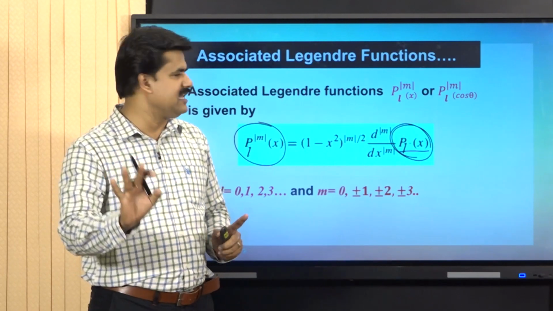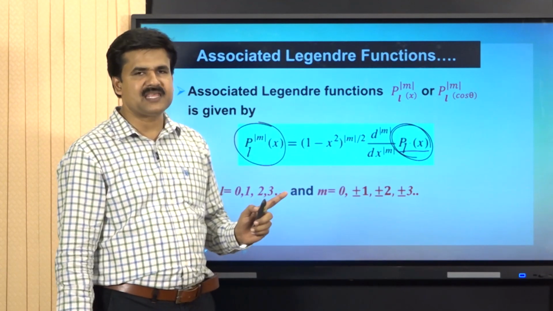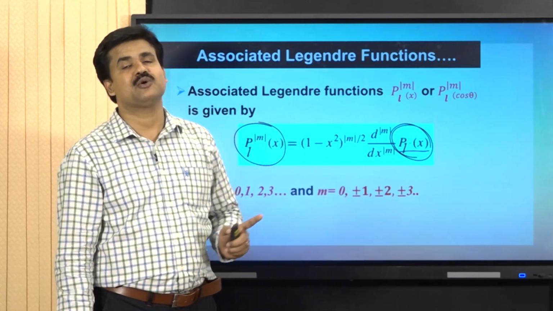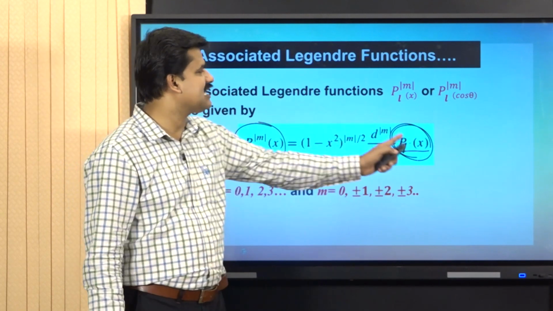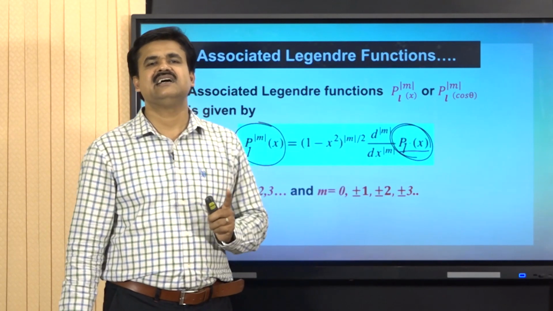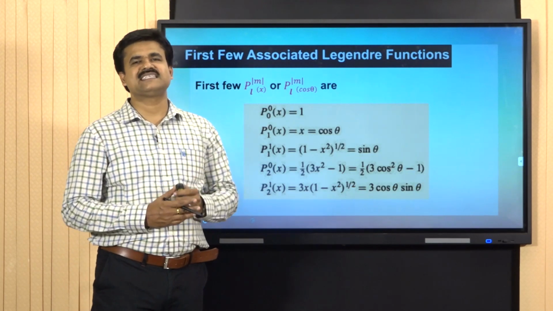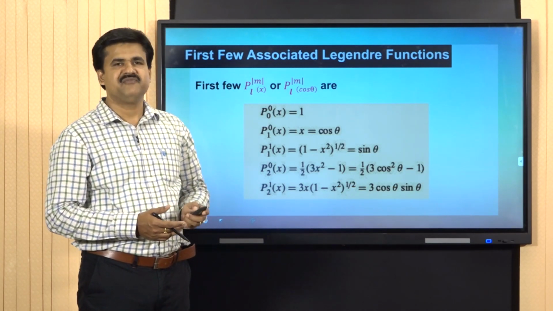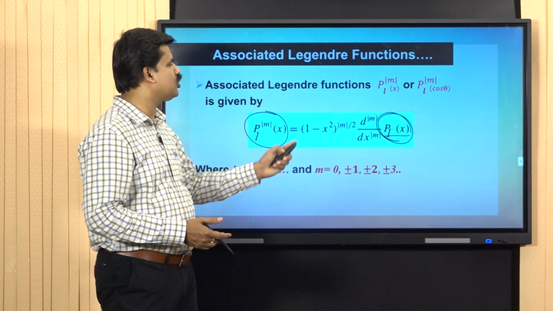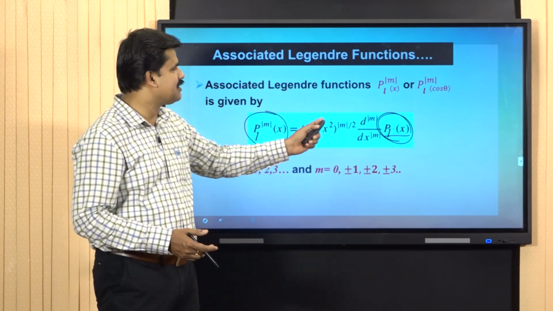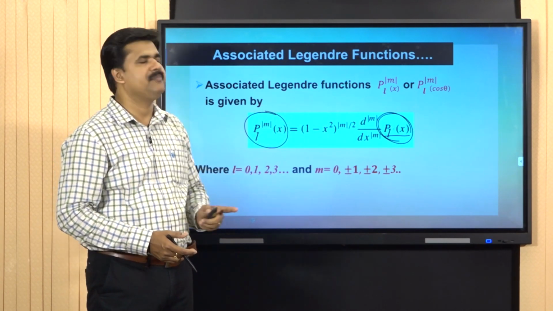Thus, we can conclude that the expression for the associated Legendre function is applicable if m is not equal to 0, and if m is equal to 0, this equation takes the form of P_L(x), that is the Legendre polynomial. Now, the first few associated Legendre functions. We have the associated Legendre function P_L^|m|(x) equal to (1 - x²)^(|m|/2) d^|m|/dx^|m| of P_L(x).